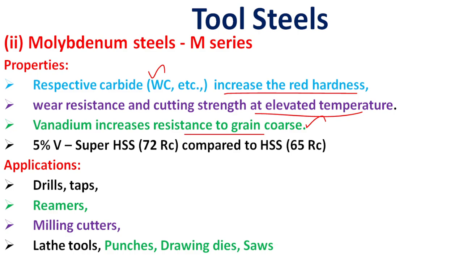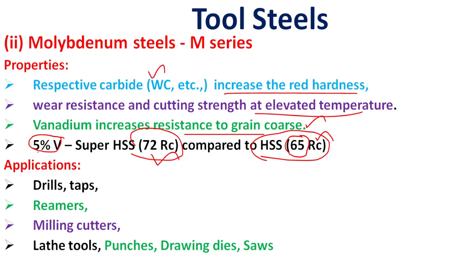Five percent vanadium gives super HSS at 72 RC compared to 65 RC for ordinary HSS. So 5% vanadium increases the hardness of the tool steel material to 72 RC, Rockwell hardness number. Without vanadium, the hardness of high speed tool steel is 65 RC only. If you add 5% vanadium, the hardness will improve.